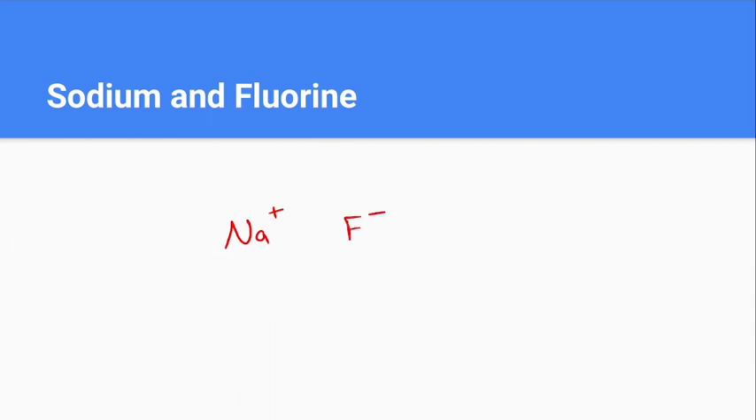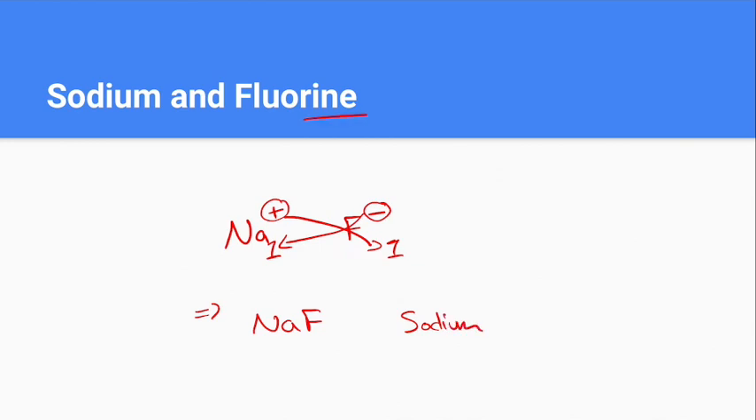-1. Okay, so now we're going to take the charge of the positive ion, use it as the subscript for the negative ion here, so it's going to be 1. We're going to take the charge of the negative ion and use it as the subscript of the positive ion, again 1. And what we're going to get is NaF. And just for fun, this is going to be sodium, and fluorine becomes fluoride, sodium fluoride, or NaF.